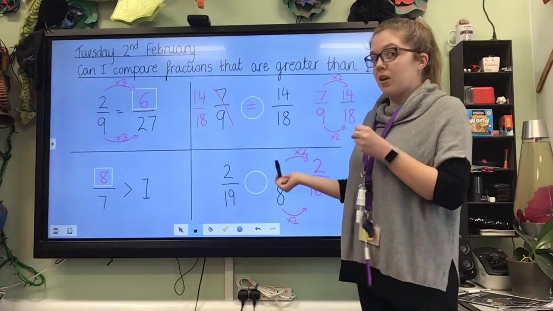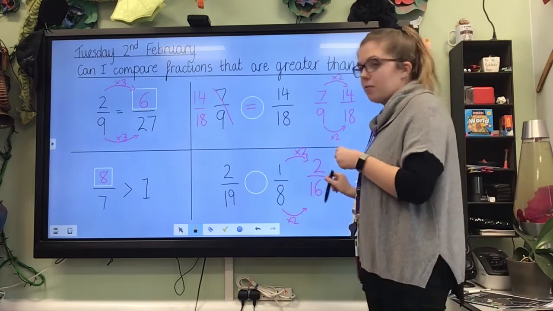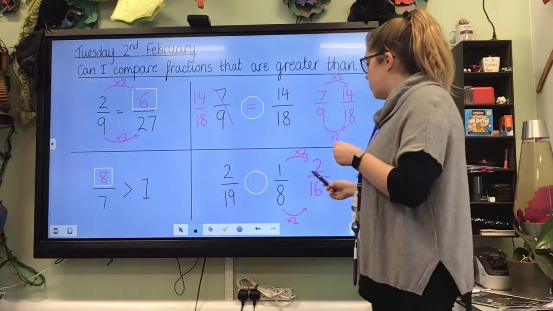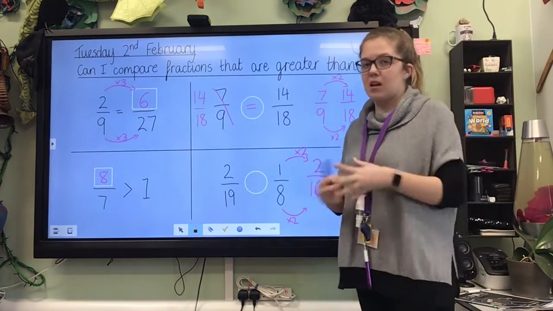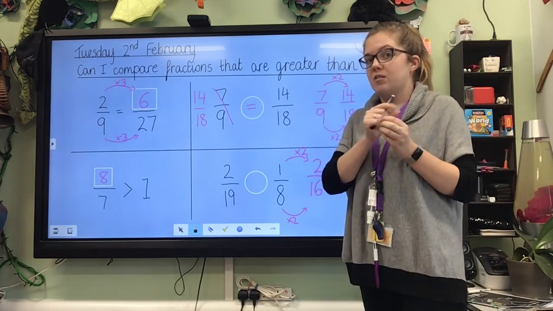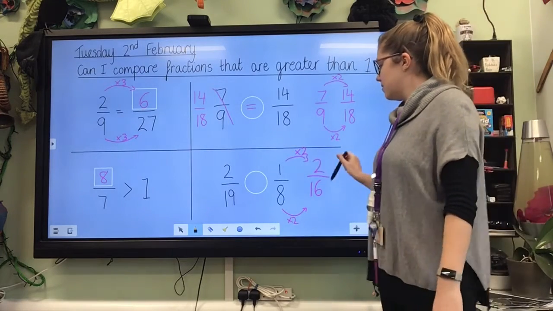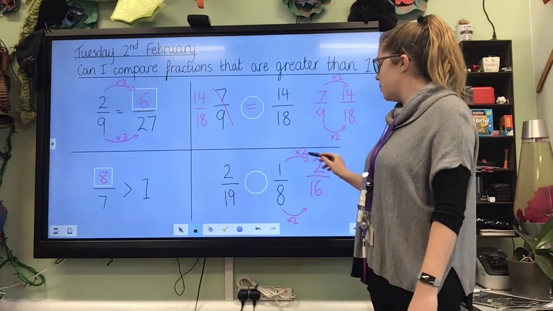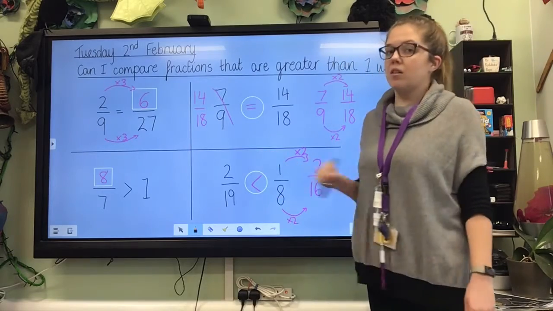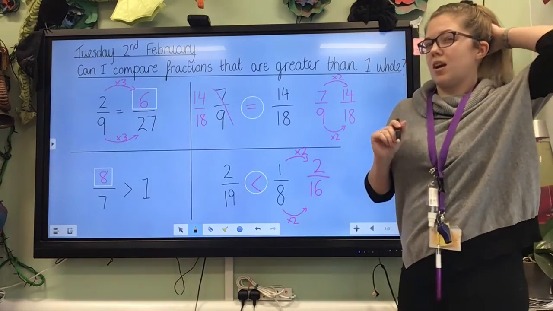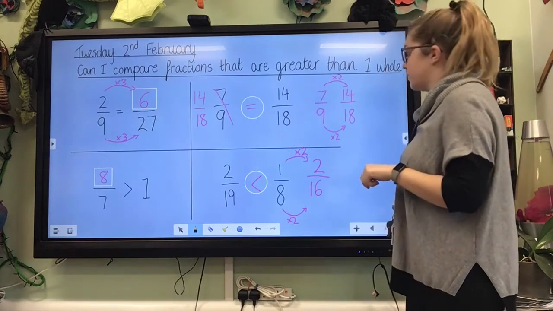And this is something we're going to look at today. When the numerators are the same, when you're looking at the denominators, with fractions, the bigger the number, the smaller the fraction it is. Because if you split something into 19 pieces, each little part is going to be smaller than if we split it into 16. So when the numerator is the same, you need to think the bigger number is the smaller fraction, so that just tells us that 1/8 is bigger than 2 19ths. But that was a trick one in there, just to see who was switched on. We're going to go into that in a bit more detail now.